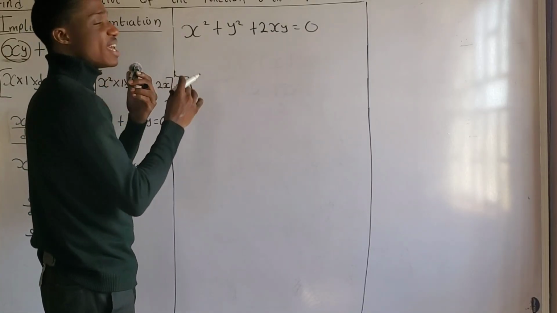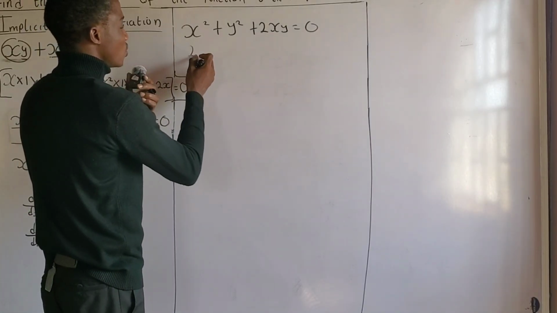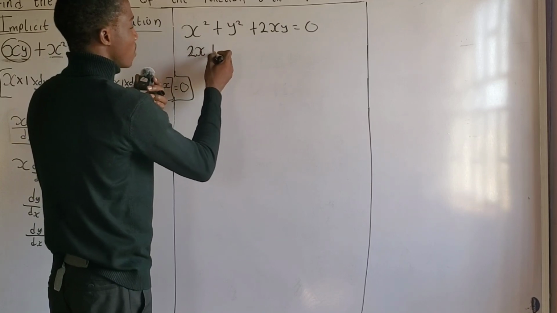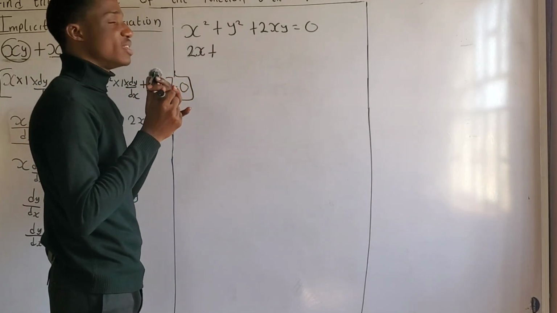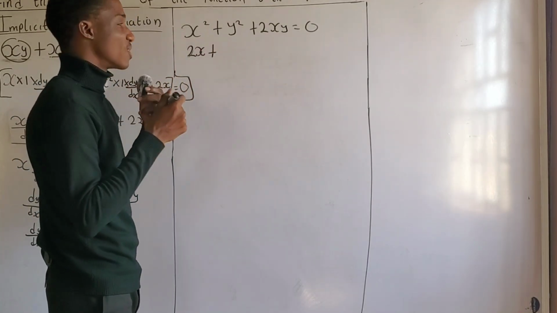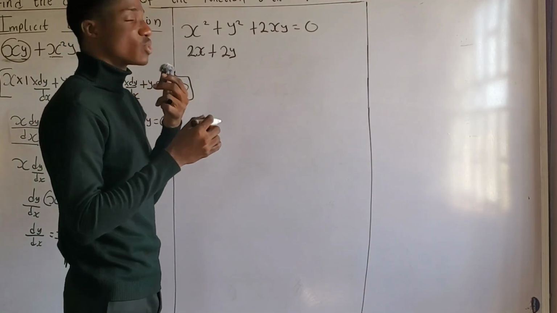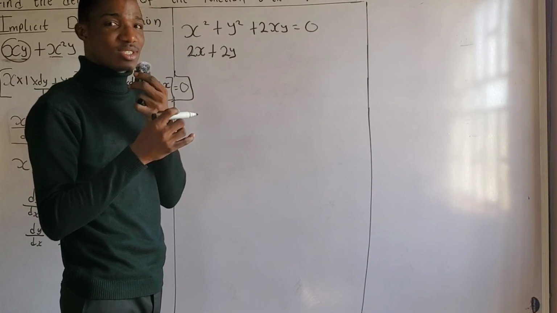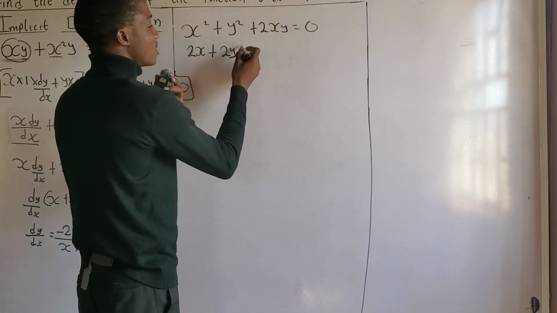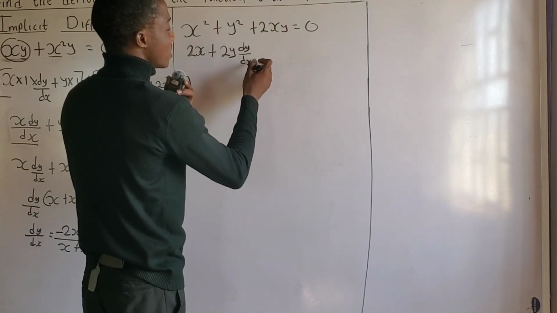So if you differentiate x squared, you're going to have 2x. So I'm going to have 2x plus. Now if you differentiate y squared, you're going to have 2y. So I'm going to have 2y here. Now I told you that anytime you differentiate y, you're going to multiply that derivative by dy dx. Don't forget. So I'm going to have this multiplied by dy over dx plus.